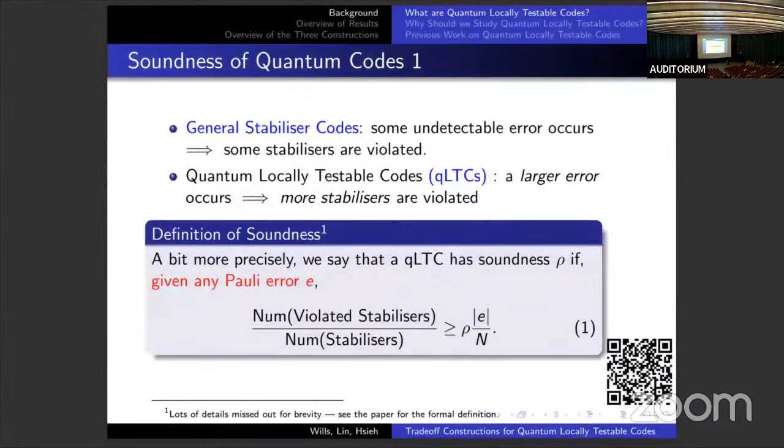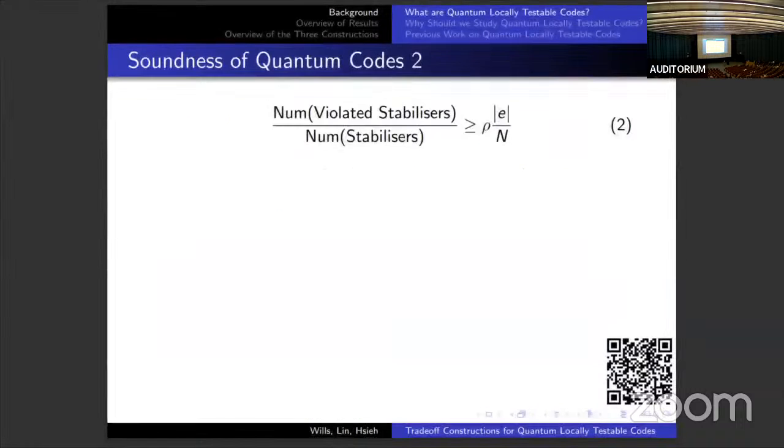A bit more precisely, soundness is defined this way. The code has soundness rho if for any Pauli error E, the fraction of the stabilizers that get violated, which is the left-hand side, is at least the soundness times the fraction of the qubits that are afflicted by the error. So that's the weight of the error divided by the number of qubits. So that's: the fraction of stabilizers that get violated is at least soundness times the fraction of the qubits that are afflicted by the error.